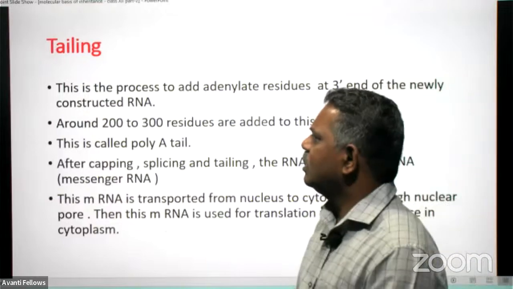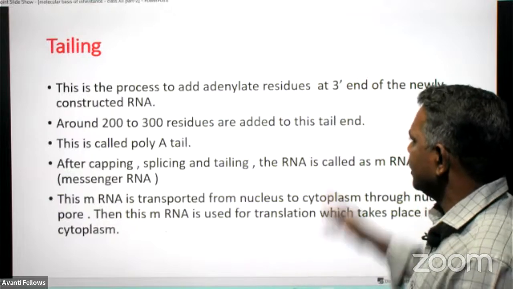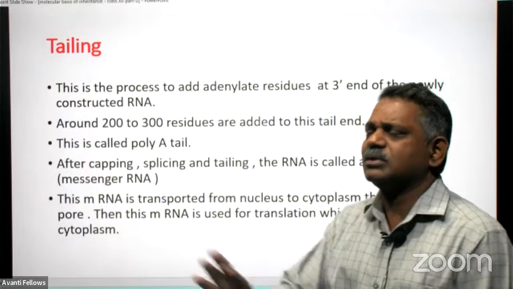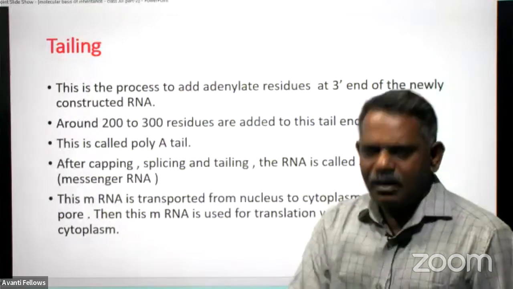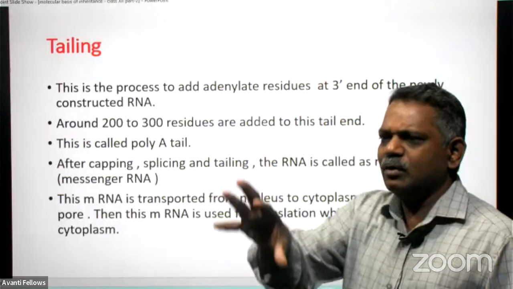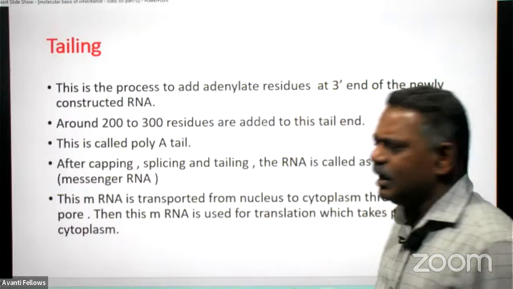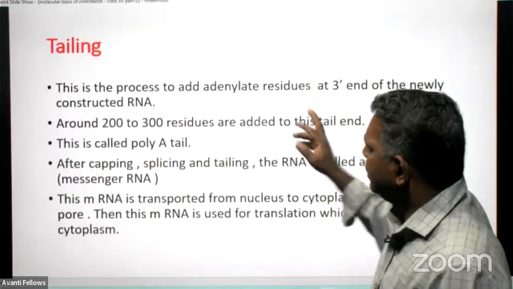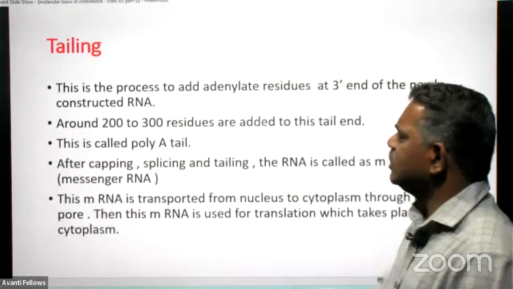Tailing is the process to add adenylate residues at the 3' end, and it happens only after completing the process of transcription. So the entire primary transcript comes out from the DNA molecule, and at the 5' end the capping will be there, and the other end is called the tailing. That is the 3' end of the hnRNA, and there at the 3' end many adenylate residues are added.